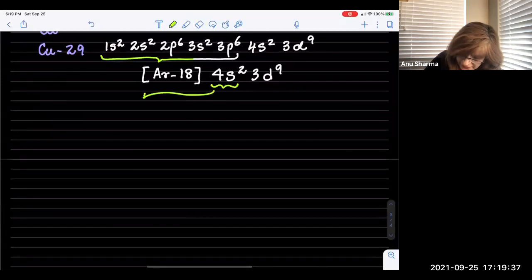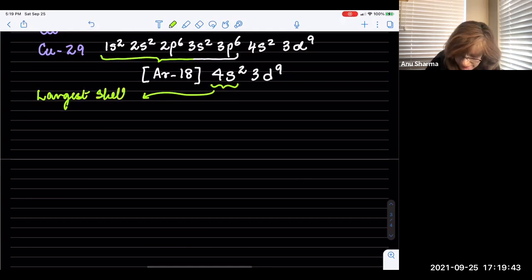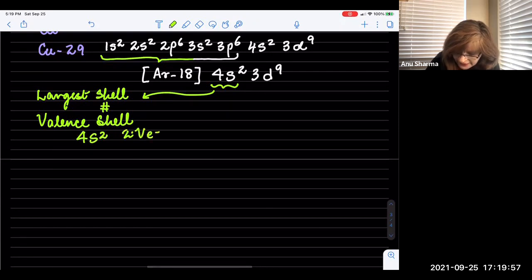Now let's look at the valence shell. This is the largest shell number, and therefore this is the valence shell. And how many electrons are there? The valence shell is 4s2, and there are two valence electrons.